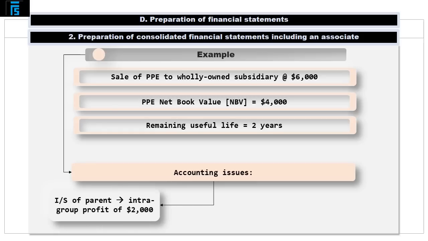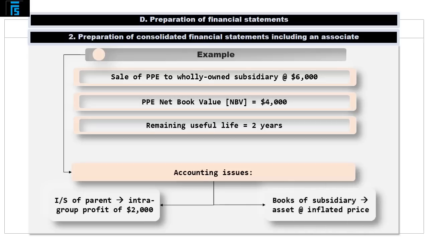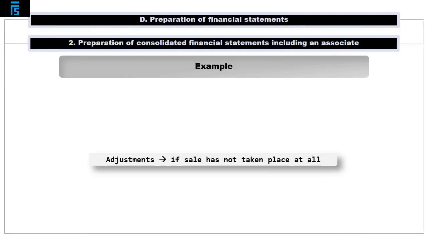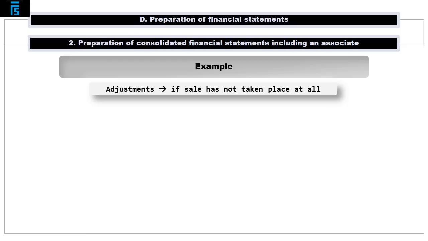First, the parent's income statement includes a profit of €2,000 which needs to be eliminated from the consolidated financial statements of the group. And second, the asset is now carried in the books of the subsidiary at an inflated price relative to the value previously reported in the statement of financial position of the parent. Adjustments are therefore required to return the numbers reported in the group financial statements to a situation as if the sale had not taken place at all.